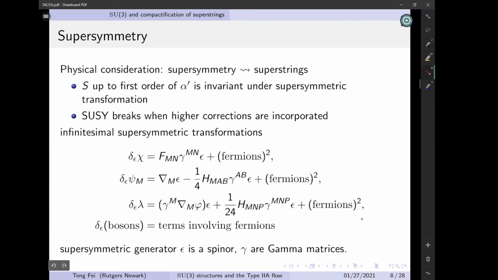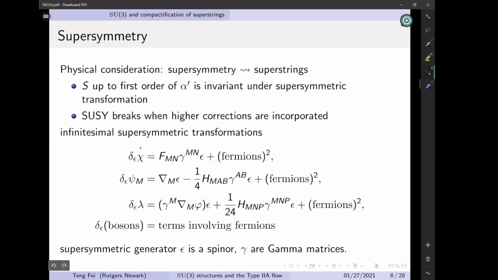But in practice, we don't really observe supersymmetry. So the supersymmetry actually breaks when higher corrections are incorporated. In this case, we can write down the infinitesimal supersymmetric transformations. So these are chi, psi, lambda. These are the fermions. And this supersymmetric transformation is generated by epsilon, the generator, which is a spinor. It's what's called a Majorana-Weyl spinor. And on the right-hand side, I'm writing down some of the terms.